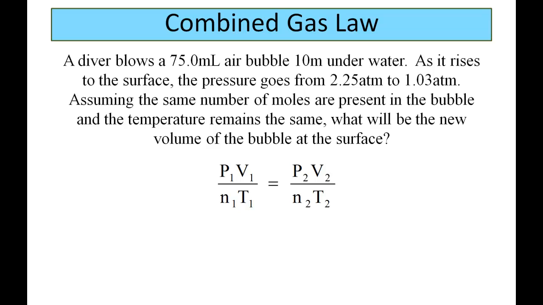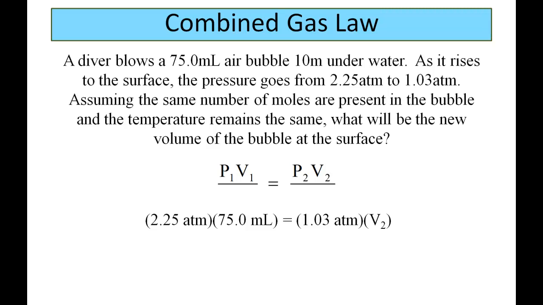So here's our combined gas law. And what we'll notice is that the number of moles stays the same and the temperature remains the same. So essentially those are going to cancel each other out, so we don't even need those in the equation. I'm going to go ahead and get rid of them right now. So we're left with just P1V1 equals P2V2. So let's plug in our values.